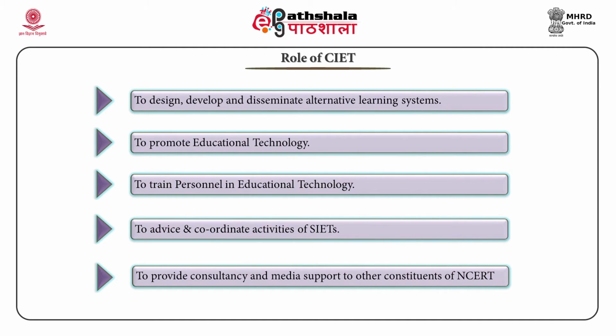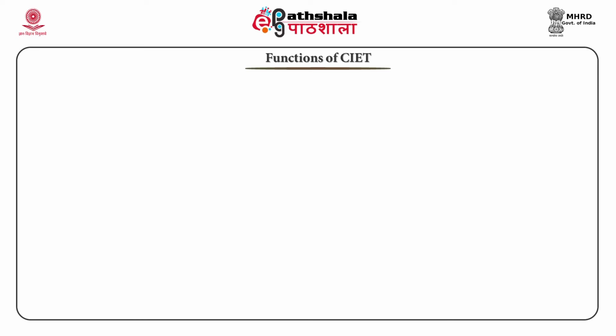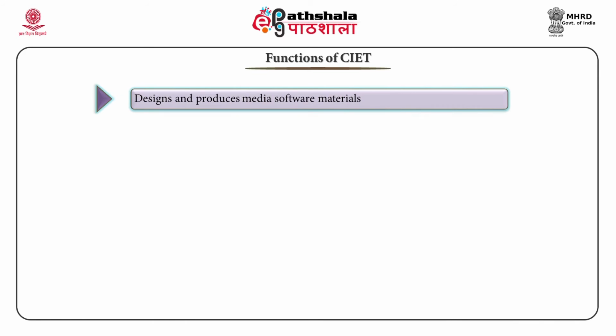Functions of CIET. Major functions of CIET are to design and produce media software materials such as television or radio programs for both broadcast as well as non-broadcast use, and to design and produce film, graphics and other programs for strengthening the transaction of curricular and co-curricular activities at the school level.